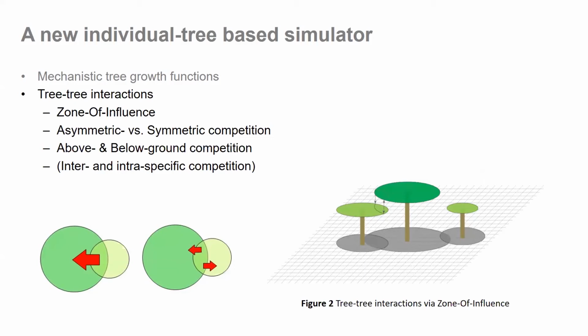As you can see, the zone of influence of each tree represents the physical space, or the resource, that the tree can occupy. And tree competition happens when their zones of influence overlap. They compete for the limited resource in the overlapped area, which represents different mechanisms of resource competition that include the above-ground competition for light and the below-ground competition for nutrients and water. By doing this, we are also able to include different competition that happens among interspecific trees or intraspecific trees.